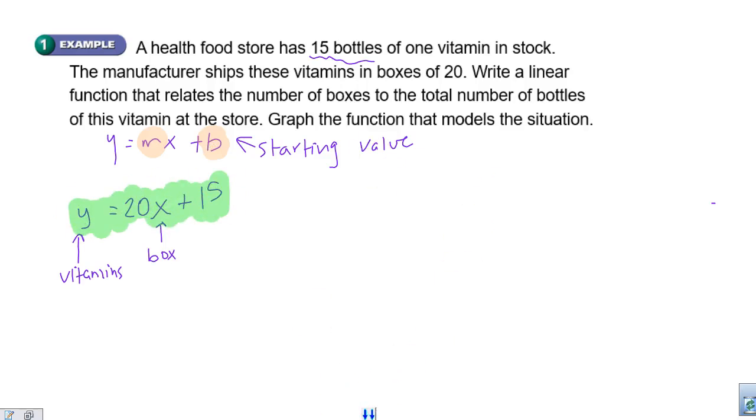We have to graph it. When you go to graph, can we have a negative amount of vitamins or a negative amount of boxes? No. So in the real world, we can't really have a negative amount of vitamins. The least we can have is 0. So I'm only going to draw quadrant 1. That upper right-hand corner is all that I need for this graph.